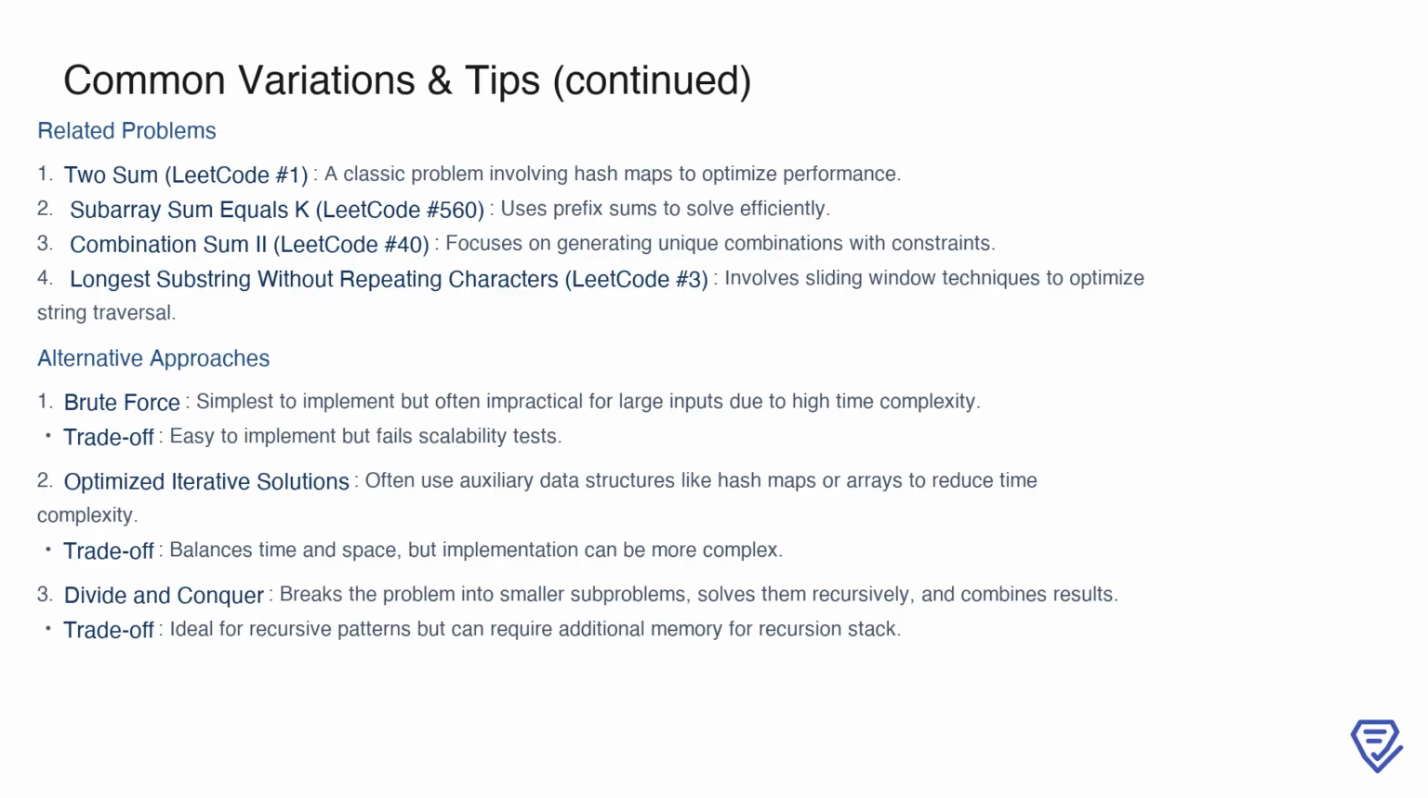When tackling these or similar problems, it's important to consider alternative approaches. Brute force solutions are often the simplest to write but fail to scale due to high time complexity. Their trade-off is ease of implementation versus practicality for larger inputs. Optimized iterative solutions, on the other hand, often use auxiliary data structures like hash maps or arrays to improve time complexity. These strike a balance between space and time efficiency but can be harder to implement.